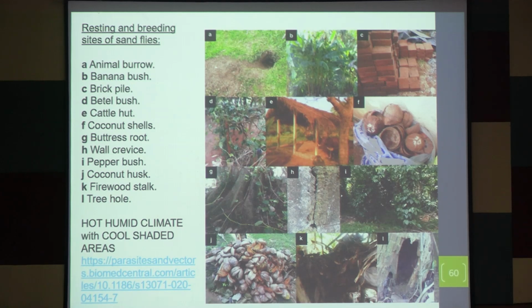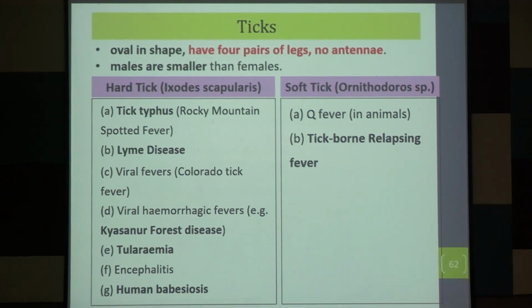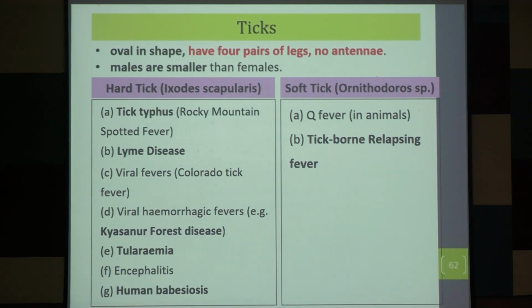One is which mosquito? Anopheles, and second is sandfly. Ticks are not that important, okay, but my advice is, at least try to remember the diseases caused by different types of ticks, okay.